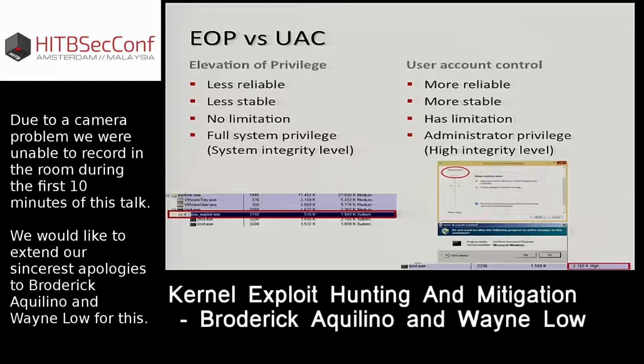Having said that, the EoP exploits provide full system privilege. It means the exploit process will be running at a system integrity level. While the UAC bypass technique provides administrator privilege, which is a high integrity level. So in a nutshell, we can say that EoP exploits are more powerful compared to UAC bypass techniques. That's also the reason why we have been observing a lot of malware families adopting EoP exploits, particularly open source ones with a reliable success rate.